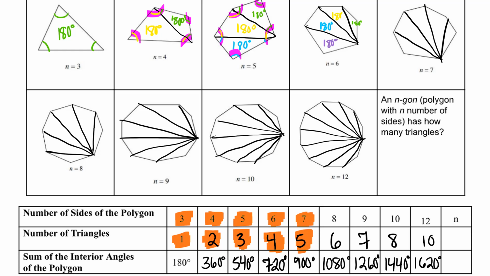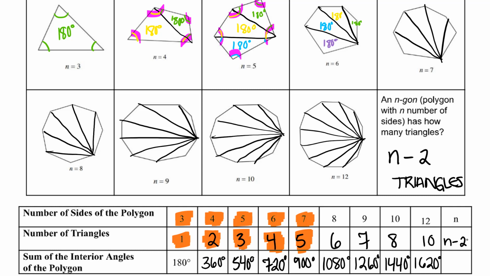Do we see a pattern here? Based on the number of sides, the number of triangles that will be made up by the interior angles of that polygon will be 2 less than the number of sides. So, how many triangles would an n-gon have? It would have n minus 2 triangles. So, that would be n minus 2.